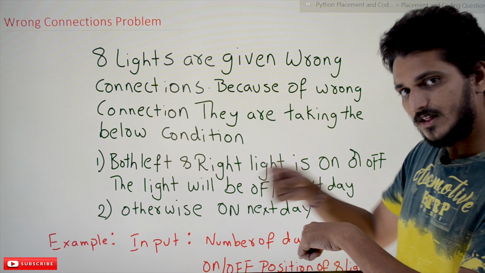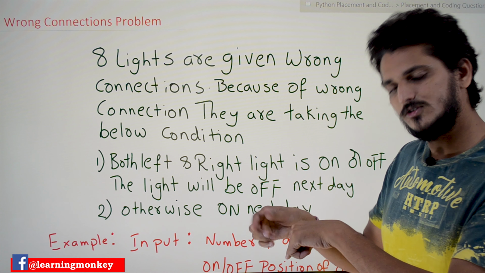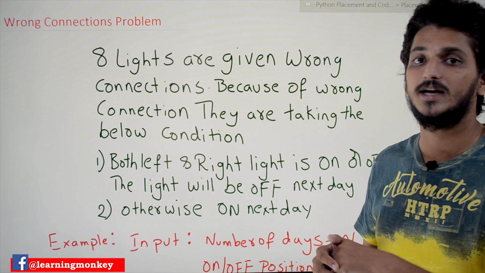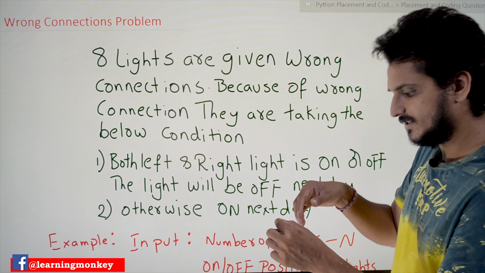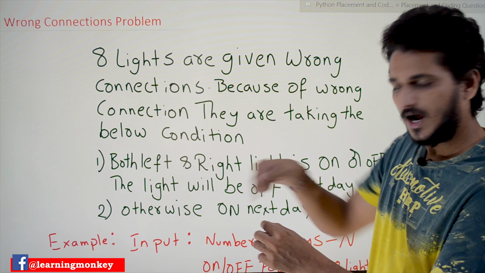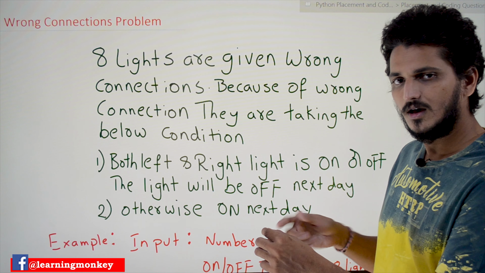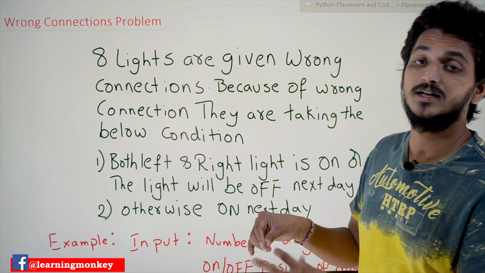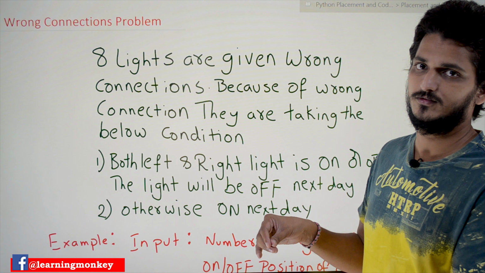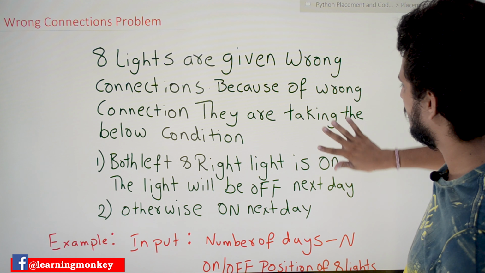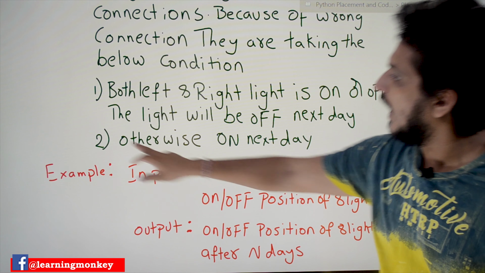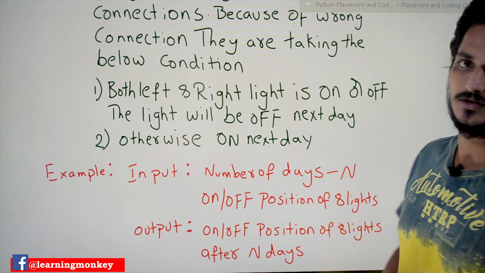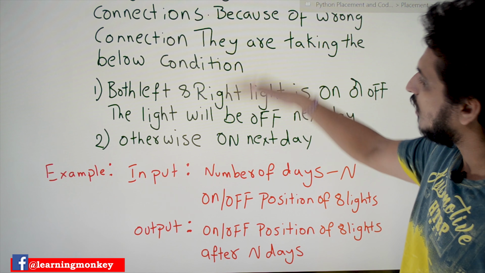If both the left and right lights are off, then it will also be off the next day. So if both the left position light and the right position light are on or off, then this light will be off the next day. That is what you have to identify. Otherwise it is on the next day. Those are the conditions by which the lights work.